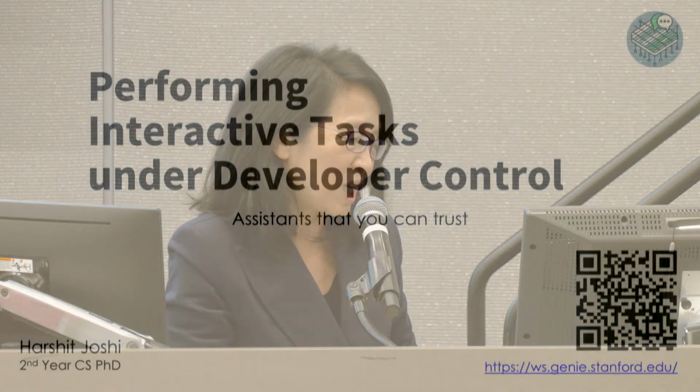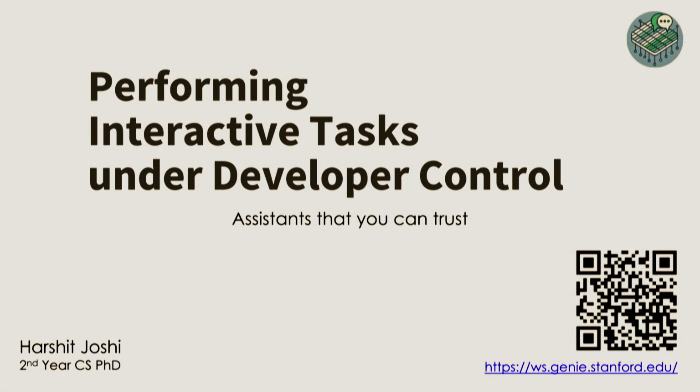So what we've got to talk about is, we get all this knowledge. How do we apply this in tasks? Our speaker is Harshit Joshi, and he is a second-year PhD student, and he also has a very strong background in systems as well as AI.